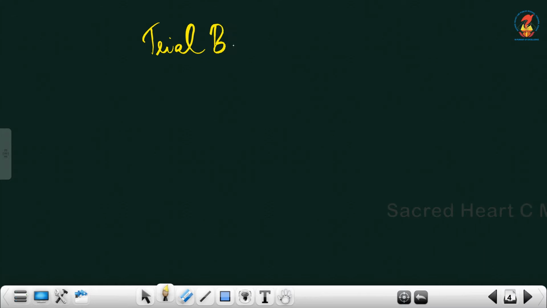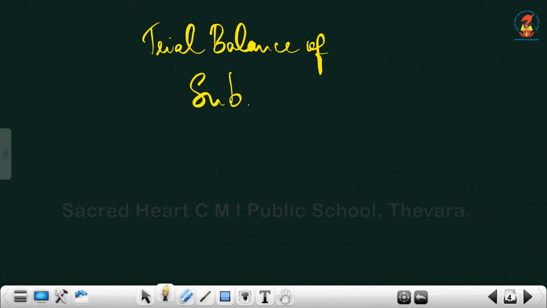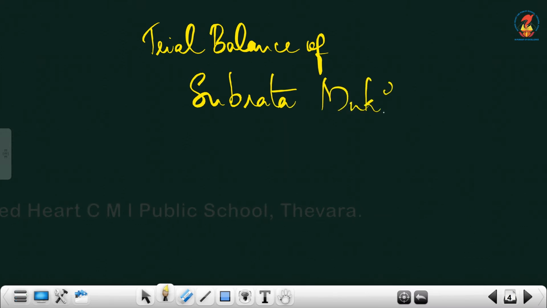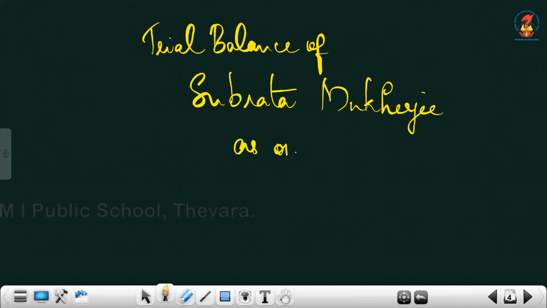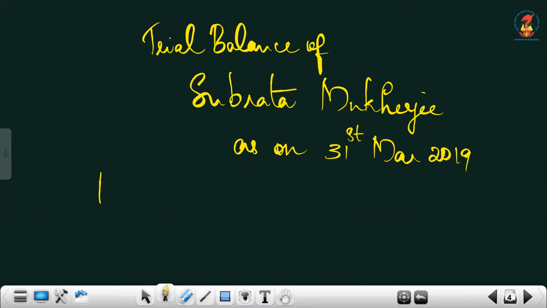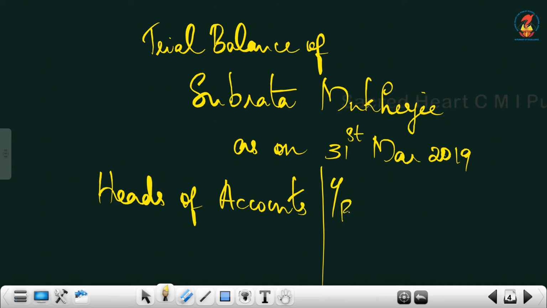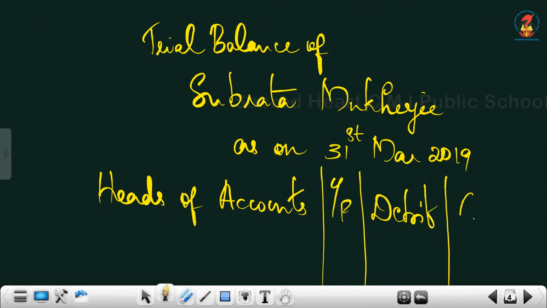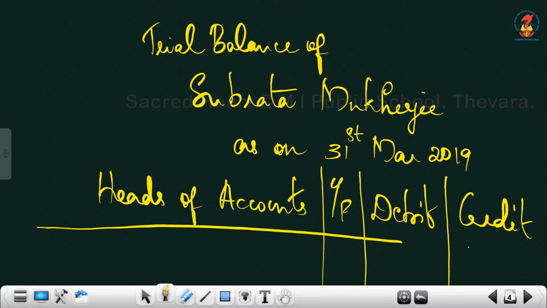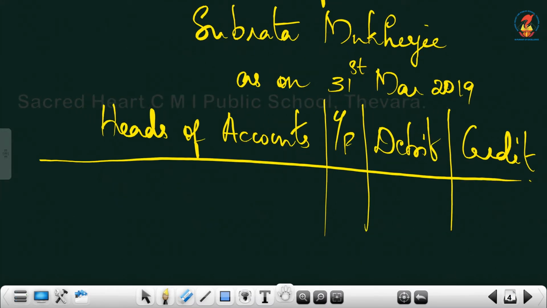Give the heading trial balance of Subrata Mukherjee as on 31st March 2019. The format is heads of accounts, LF, debit, credit. Format is very much important for accountancy. You must have a heading, you must have these column headings.